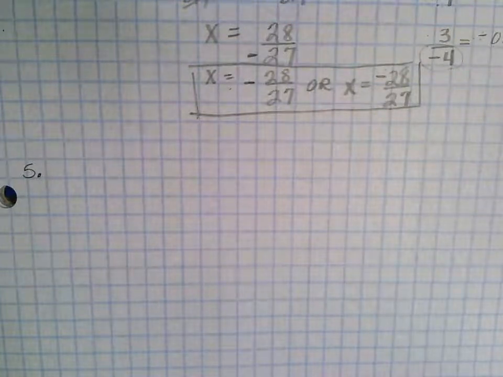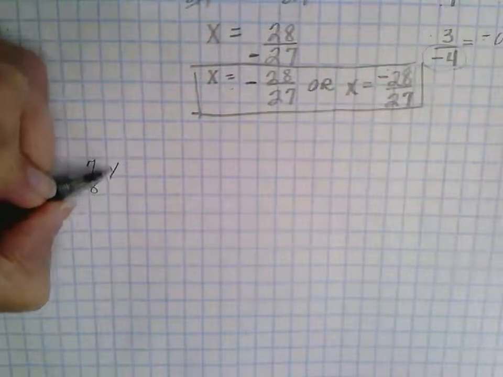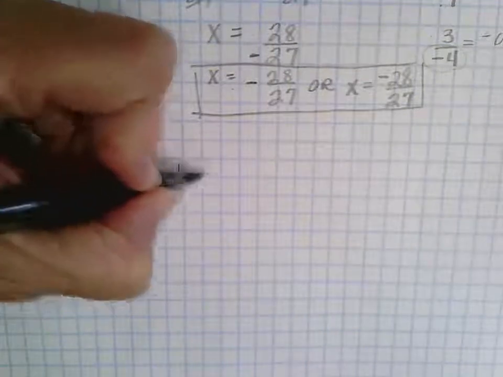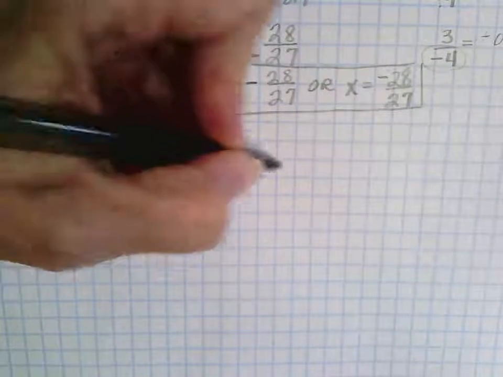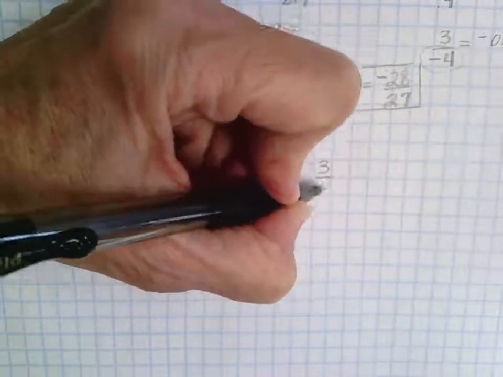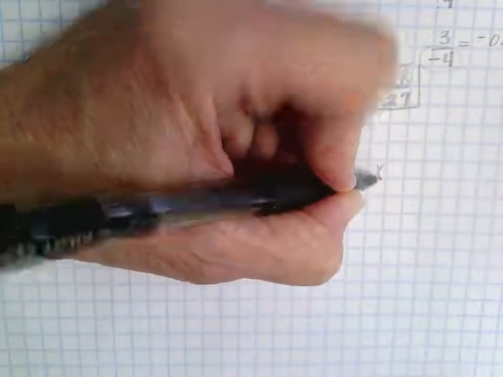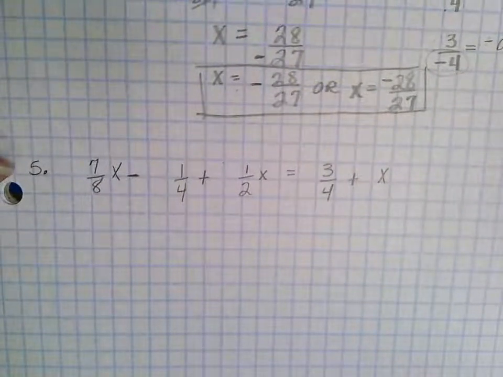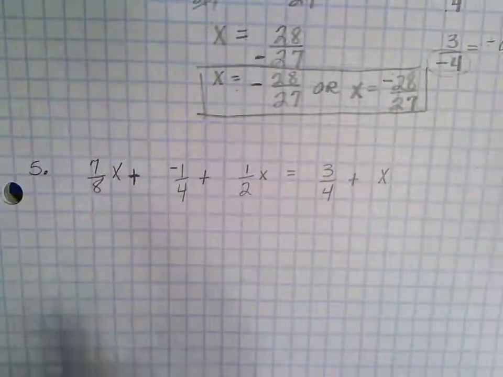Number 5. 7/8 x minus 1/4 plus 1/2 x is equal to 3/4 plus x. A little longer problem, a little more going on. I'm going to change this right away to plus and negative.